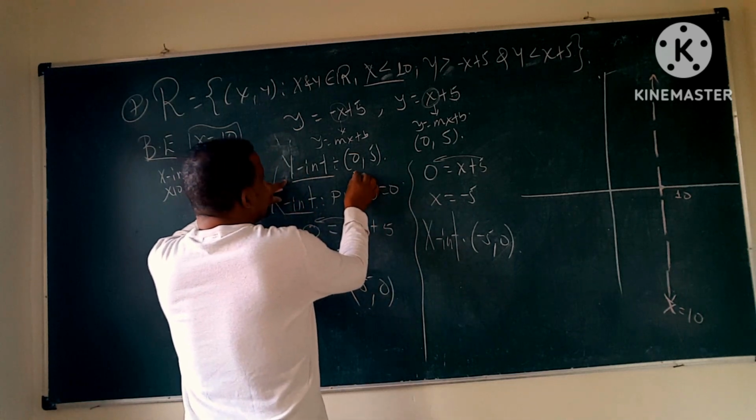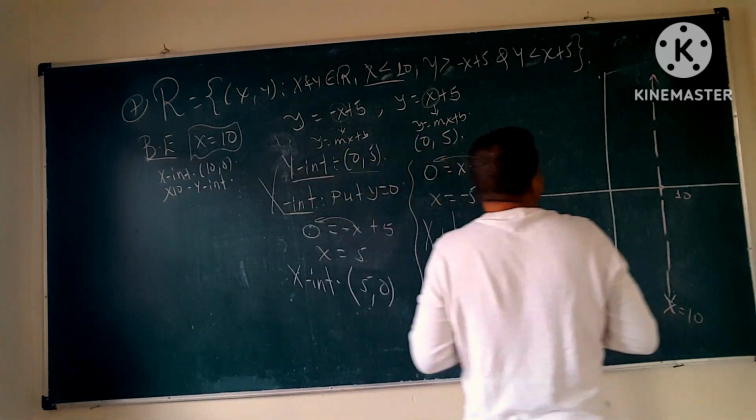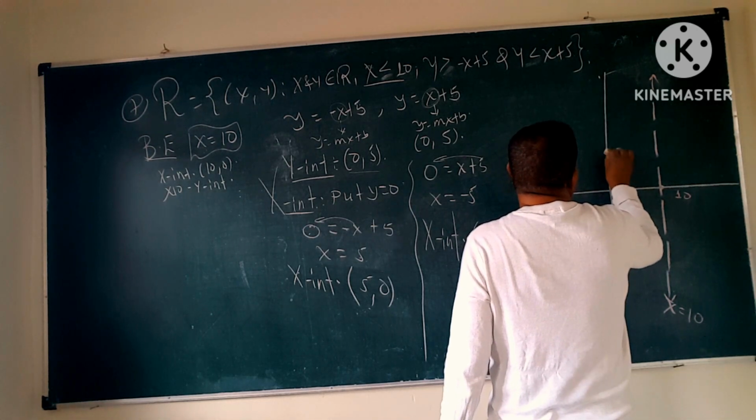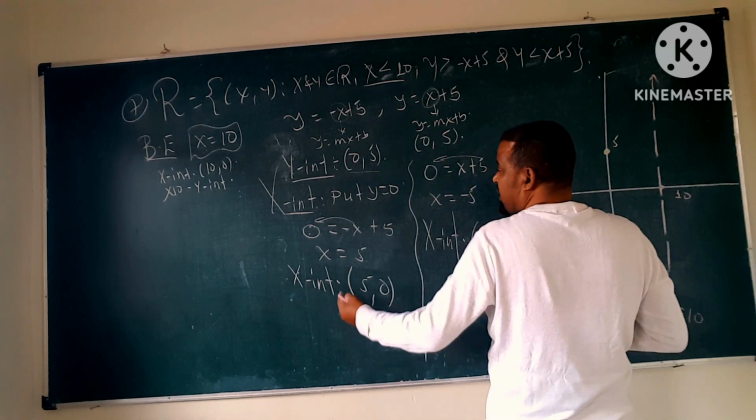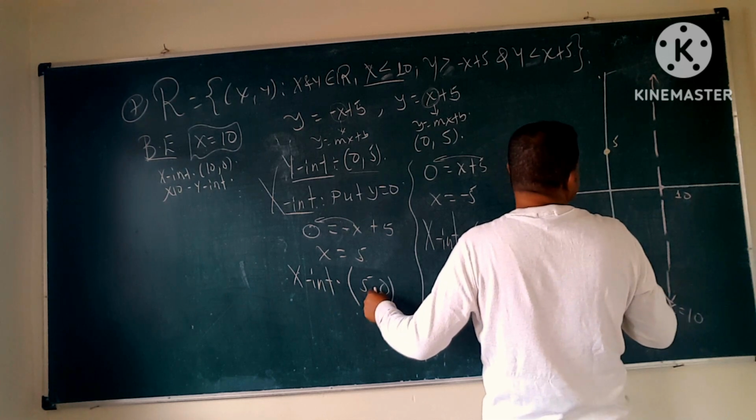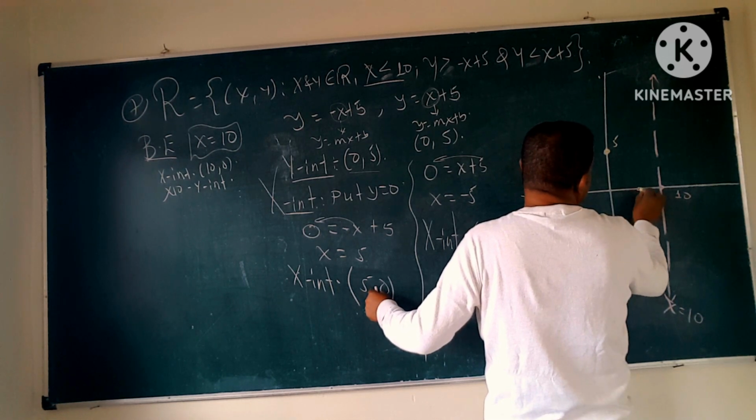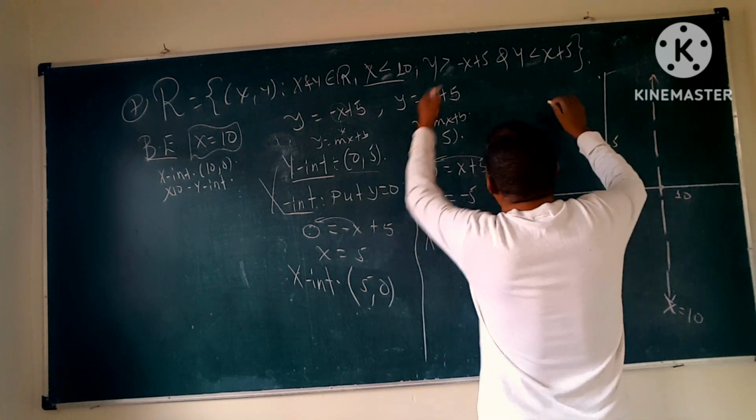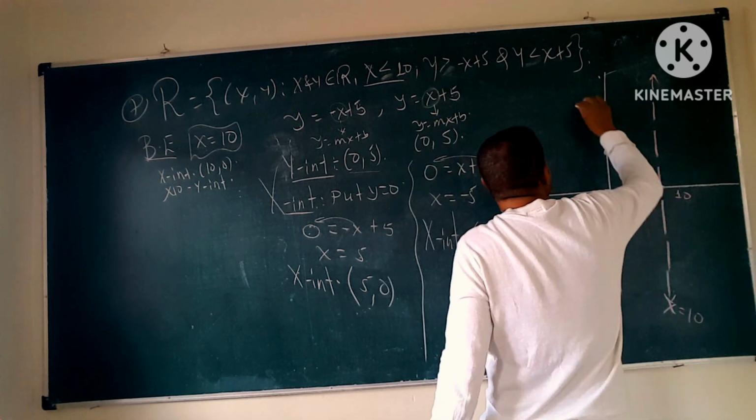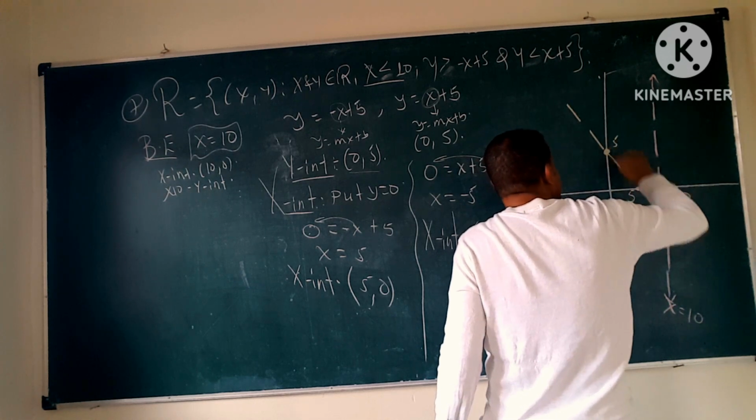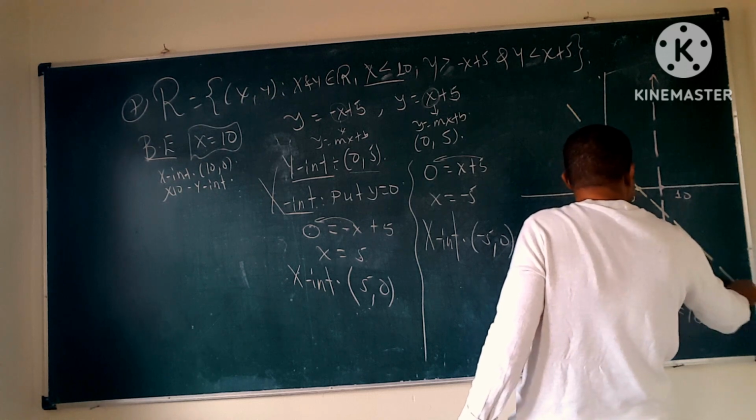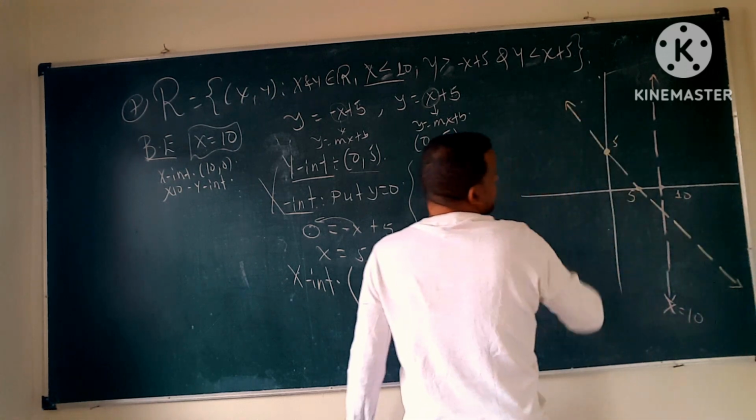For the second line, what is the x intercept? The y intercept is 5, somewhere here. And the x intercept is 5 here. Since it is strictly greater than, we use a broken line. Now this is the graph.